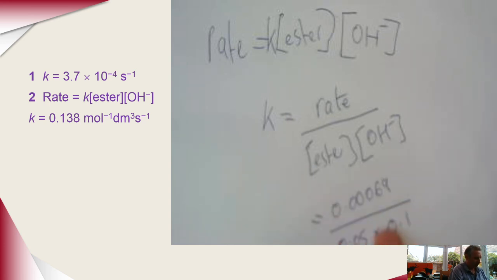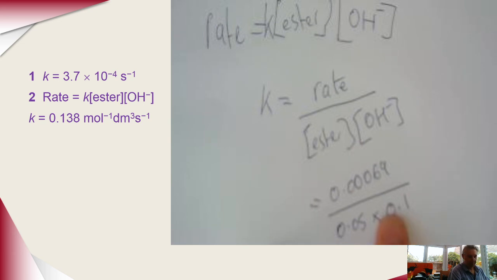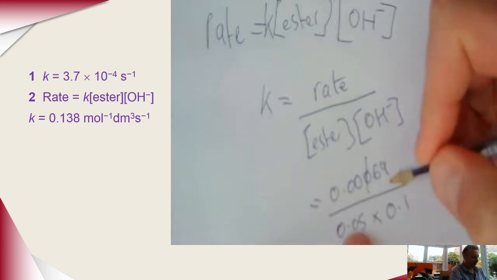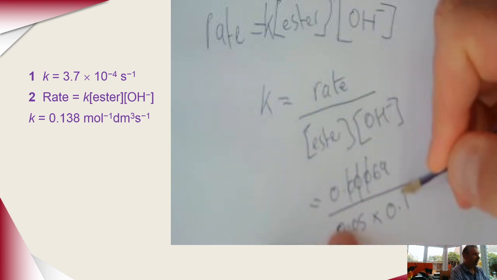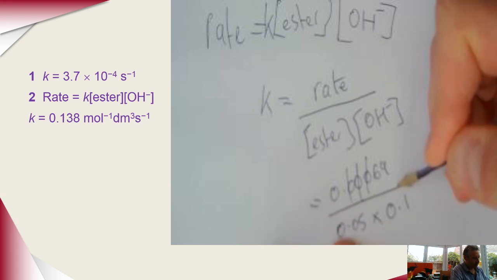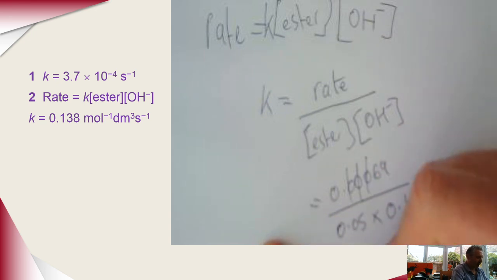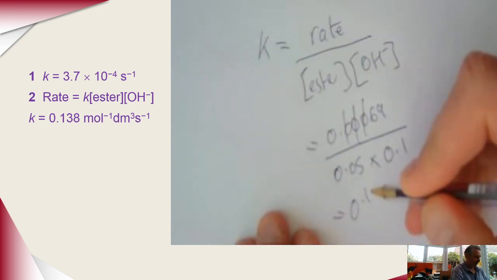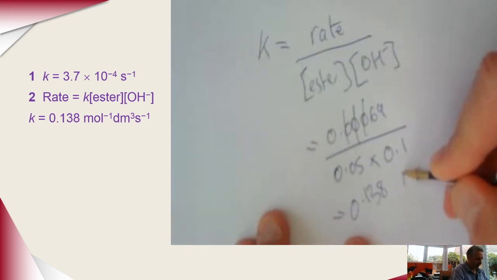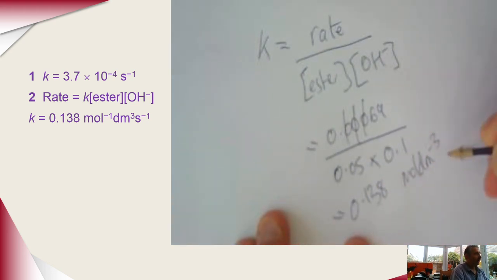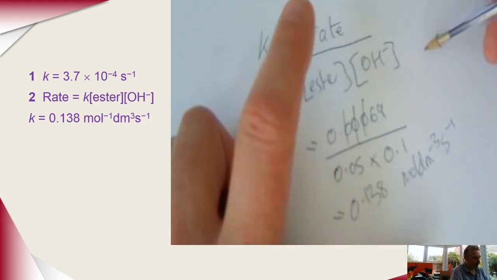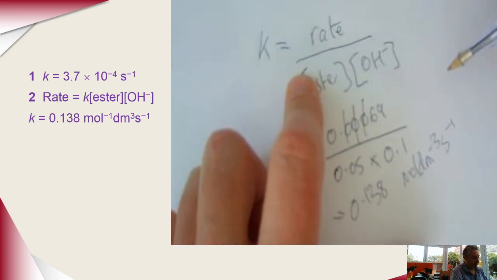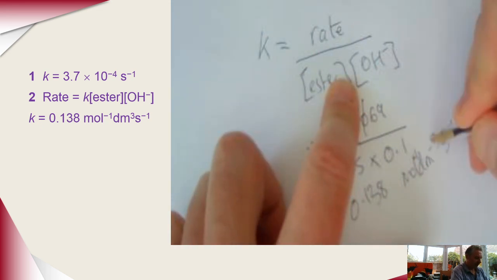Does that seem right? Well, I'm dividing by 0.1 there, so that's going to get rid of a zero. I'm dividing by 100 here, that's going to get rid of two zeros, so that's fine. And then I'm dividing by 5. 5 into 69 is about 13.8. Yeah, so 0.138 moles per decimeter cubed per second to the minus 1. So we've got moles to the minus 1 dm cubed.